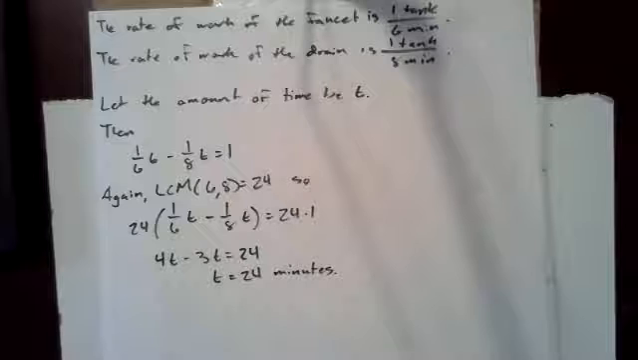The rate of work of the faucet is 1 tank per 6 minutes, and the rate of work of the drain is 1 tank per 8 minutes. Let the amount of time be t. Then 1/6 t minus 1/8 t equals 1. Again, the least common multiple of 6 and 8 is 24, so multiply both sides of the equation by 24 and get 4t minus 3t equals 24, or t equals 24 minutes.